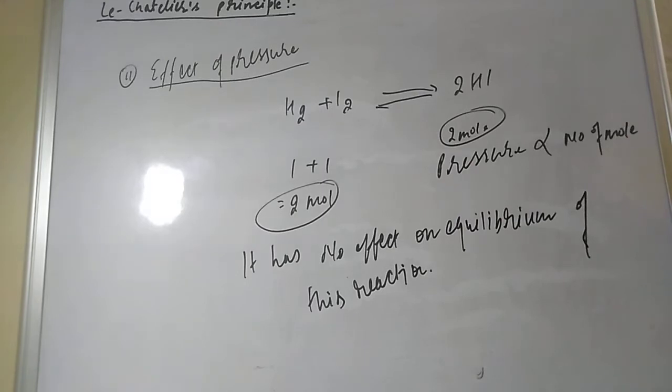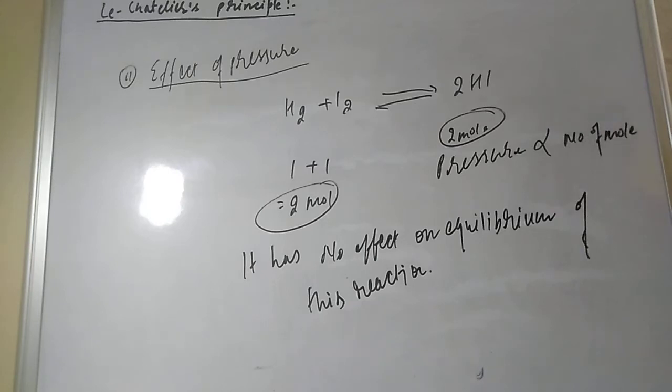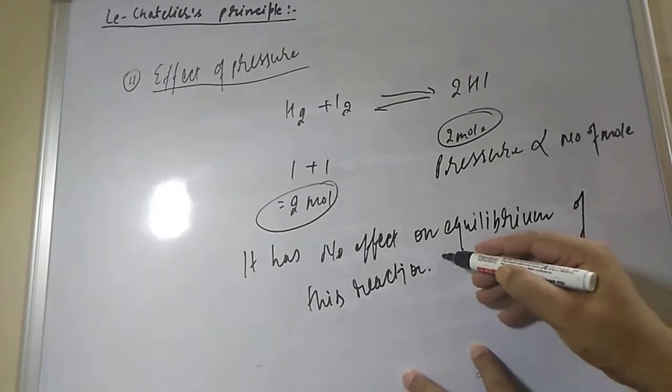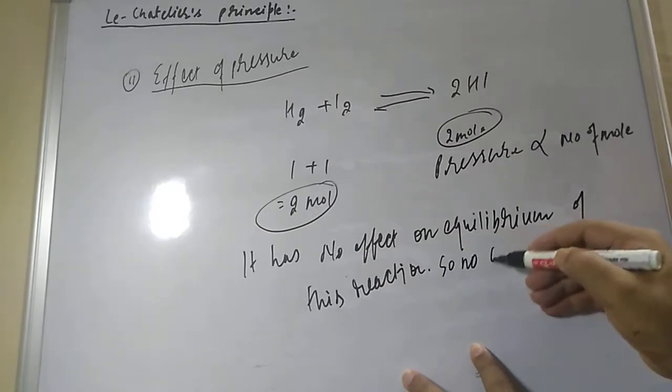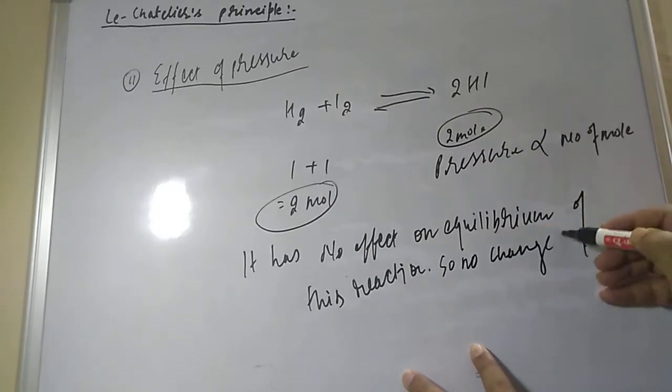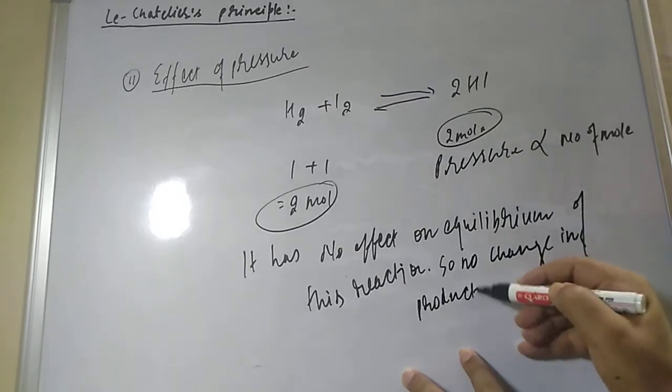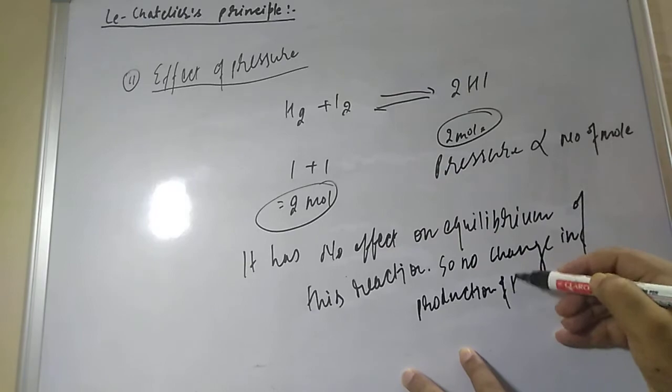If you want to study some other factor, it can have a different effect, but for the case of pressure, the number of moles is the same, so it does not have any effect on equilibrium. Equilibrium will remain unchanged. There is no change in the production of HI.